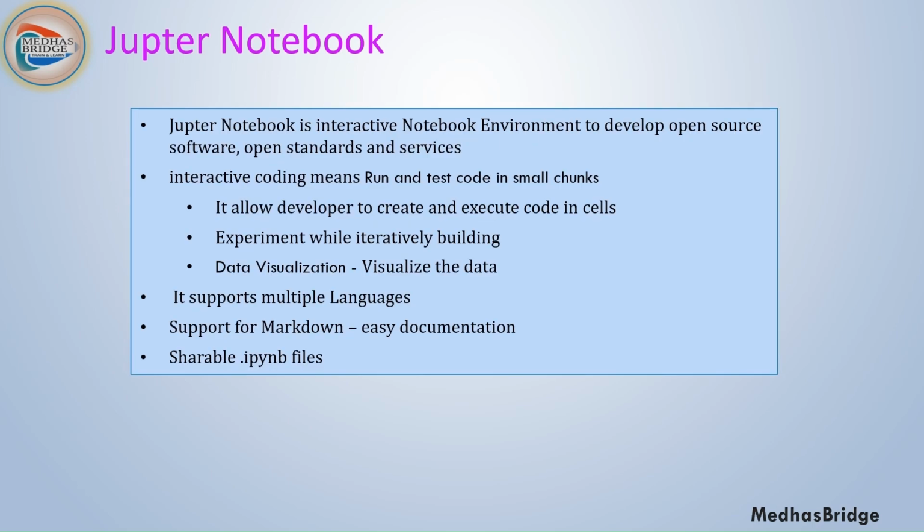If you look at a few features of the Jupyter Notebook, it is an interactive notebook environment to develop open source software, open standards and services. Interactive coding means you can write code and test the code in small chunks, right? It allows a developer to create and execute code in cells. Each cell is an executable unit where you can write code and execute it right there, and you can experiment while iteratively building your code.